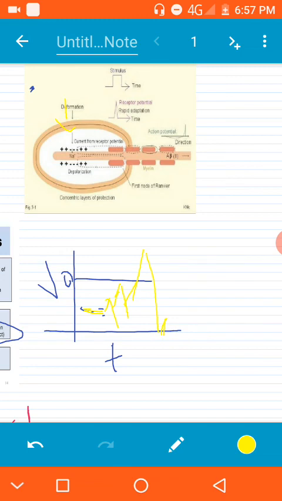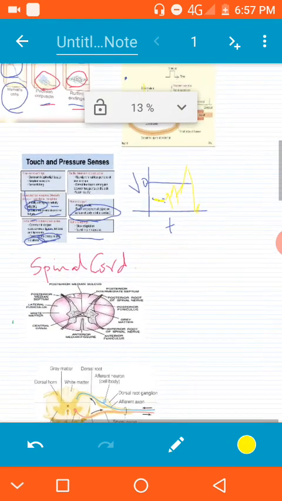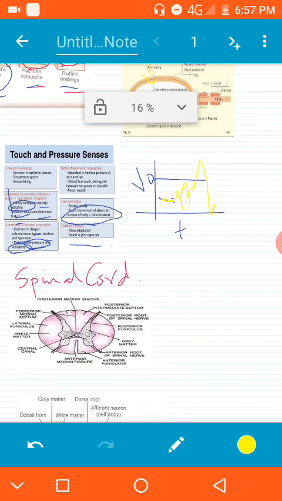So I hope the concepts of the excitatory potential, spatial summation, and temporal summation are pretty clear right now. With that, I think our receptor concept is over.